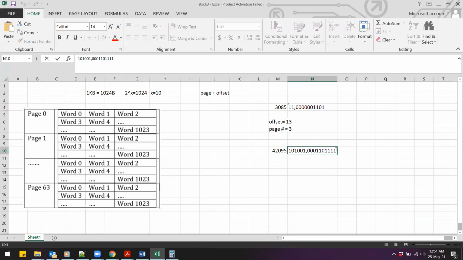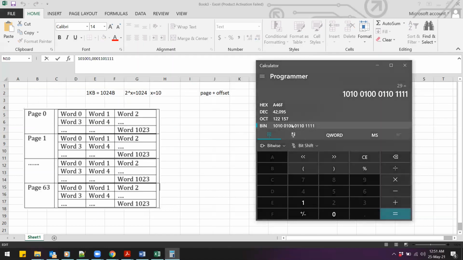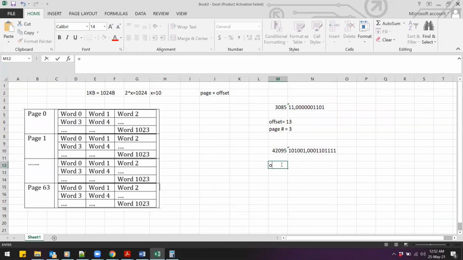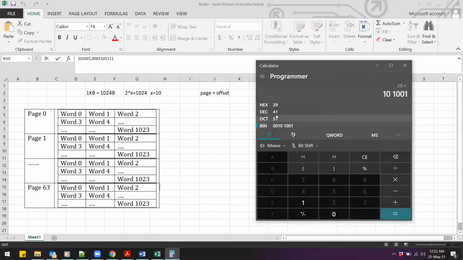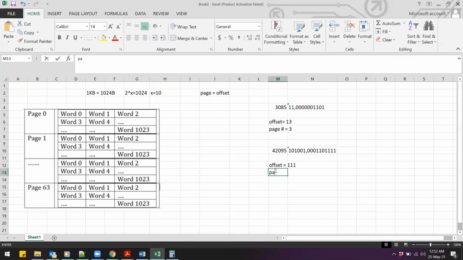So I'll convert this part now to decimal to get the offset value. So the decimal value is 111. That means the offset is 111. So this is a decimal number, 111, not 111 in binary. And the page number would be the first part over here. So that number in decimal would be 41. So page number is 41. So for this particular logical address, the offset is 111 and the page number is 41.